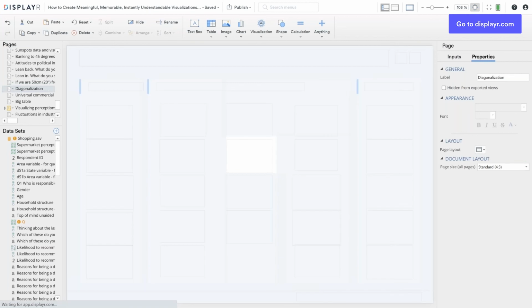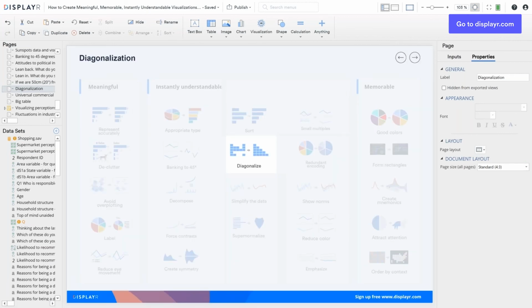Now, this is my all-time favorite technique. I even wrote the Wikipedia page on it. It's called diagonalization. And the basic idea is that you rearrange the rows and the columns of tables, charts, and small multiples so that patterns appear, typically diagonal patterns.